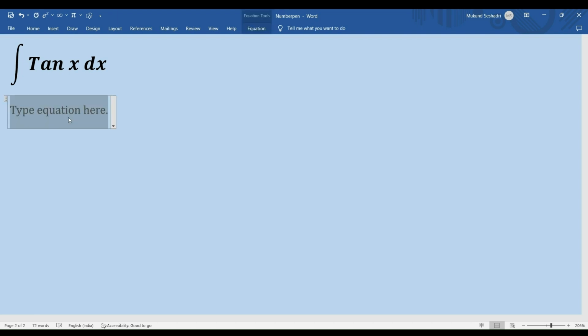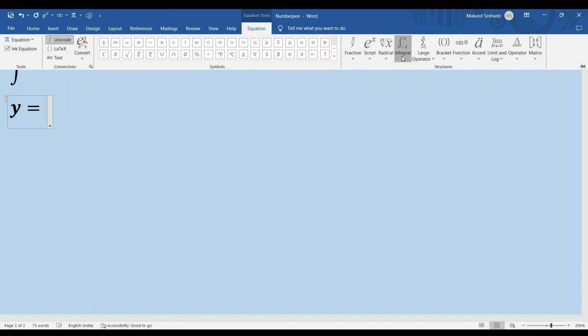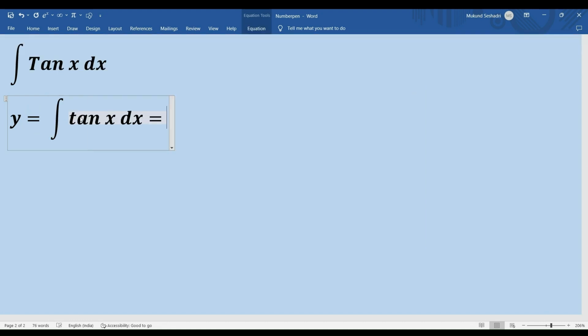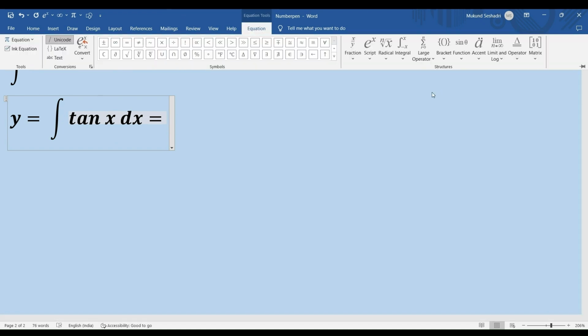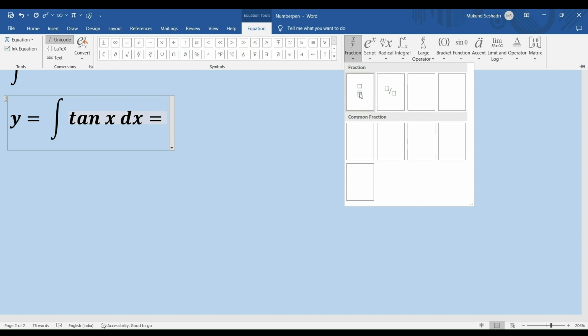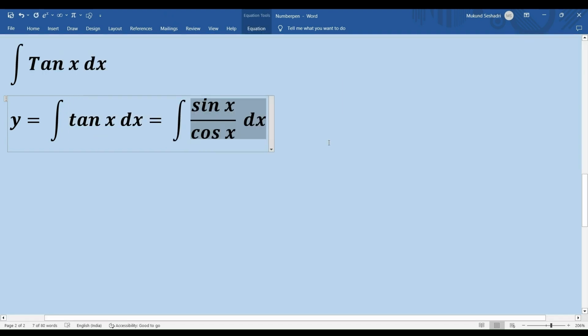I'm going to rewrite my tan x as follows. My tan x is nothing but a sine x by cos x, right? So my y, if I assume that to be the antiderivative of tan x, then my y is nothing but integral of tan x dx, right? And like I mentioned earlier, we know that tan x is nothing but sine x by cos x, right? So let me express my tan x as sine x by cos x. So there we have our y.